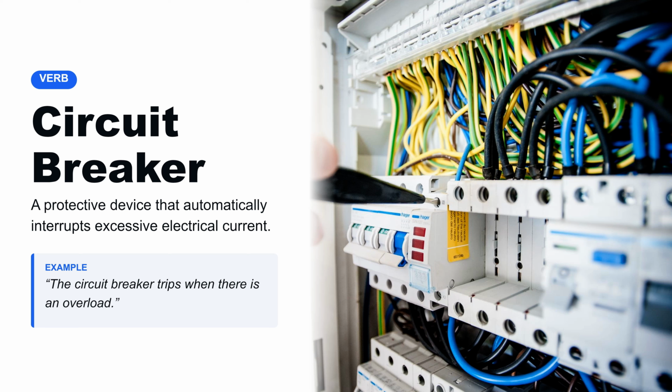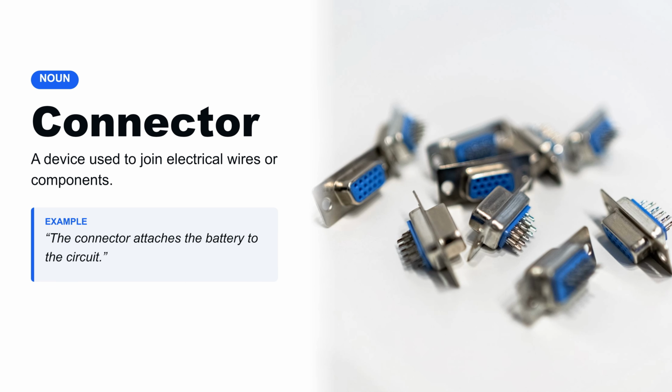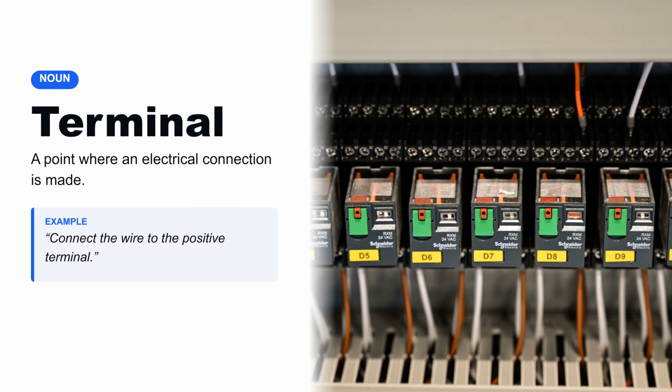Circuit breaker. A protective device that automatically interrupts excessive electrical current. The circuit breaker trips when there is an overload. Connector. A device used to join electrical wires or components. The connector attaches the battery to the circuit. Terminal. A point where an electrical connection is made. Connect the wire to the positive terminal.